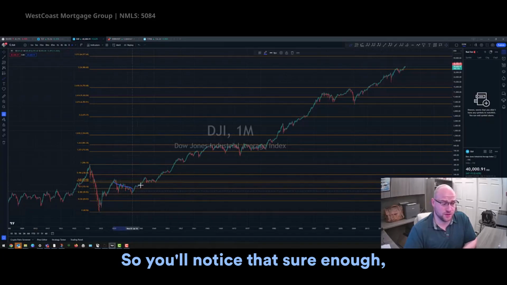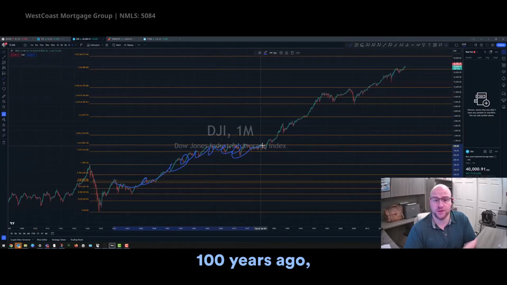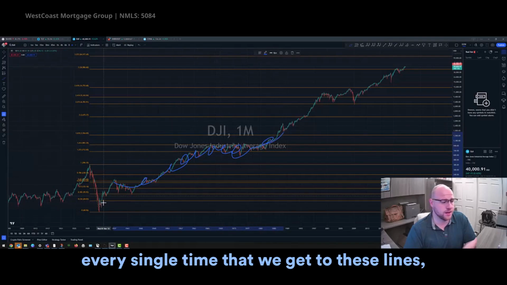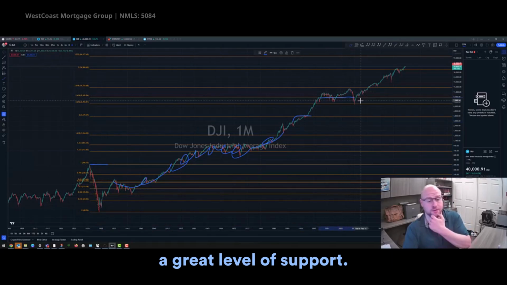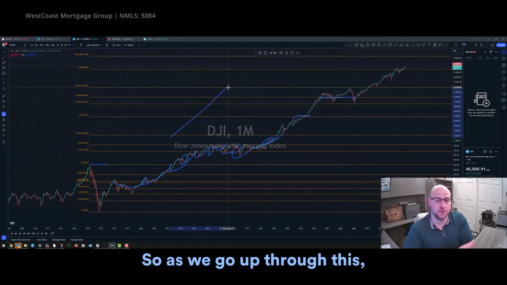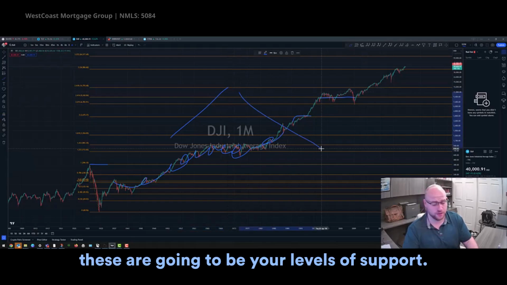So you'll notice that sure enough, even though that was drawn or mapped out 100 years ago, or nearly 100 years ago, every single time that we get to these lines, we face great resistance, or they act as a great level of support. So as we go up through this, this is going to be your ceilings of resistance, and as we go down, these are going to be your levels of support.